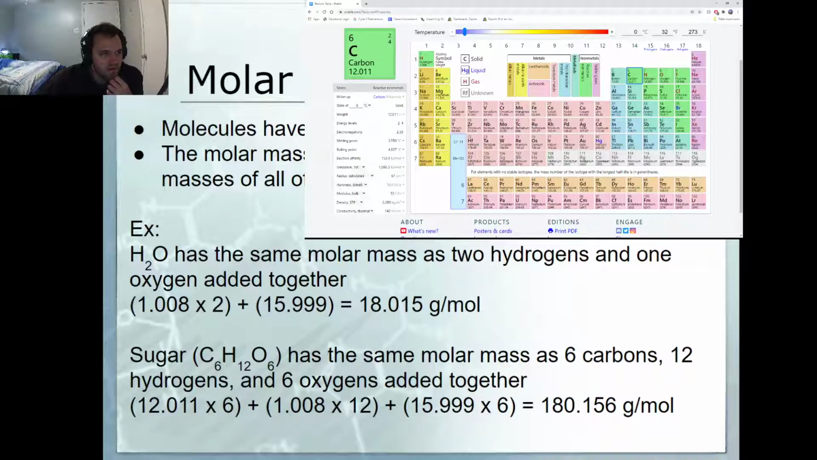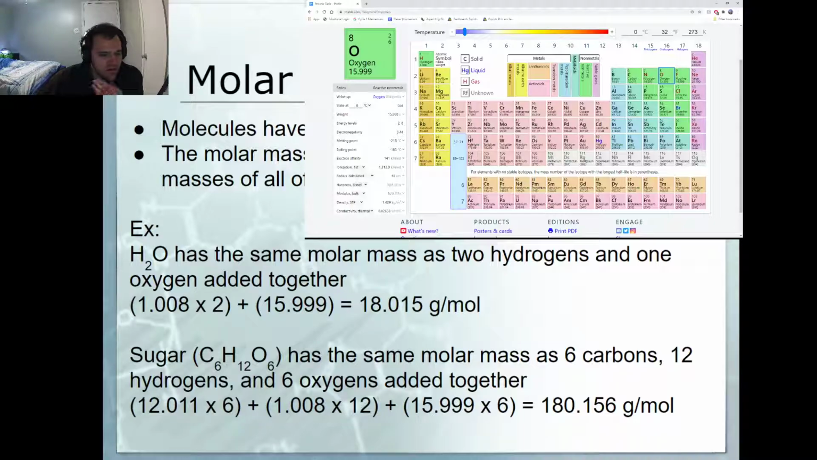So here, carbon weighs 12.011 per atom. We've got 6 atoms in this formula, so we do 12.011 times 6. The hydrogen, same as it was before, is 1.008, and there's 12 of them in our formula, so it would be that times 12. And the oxygen, again, is the 15.999, and in this formula we have 6 of them, so we're multiplying that by 6. And then we add all of that together to get our total molar mass of 180.156 grams per mole.